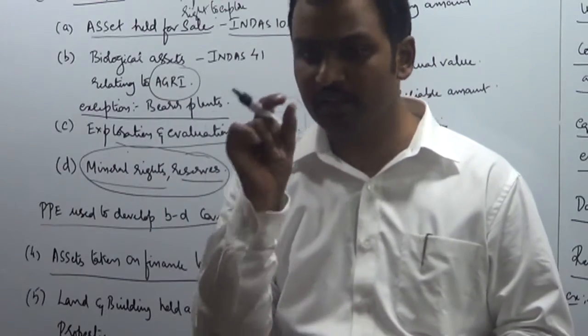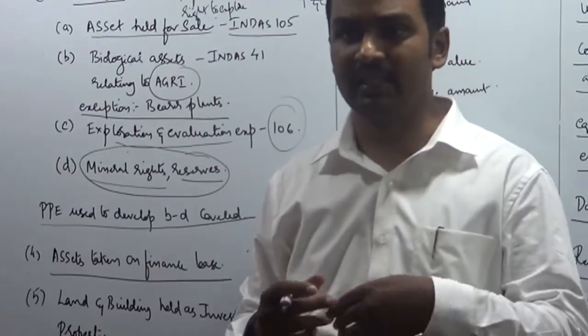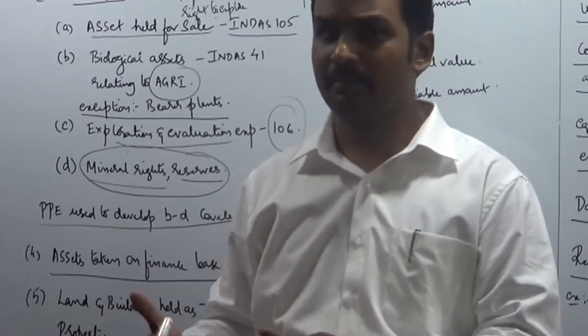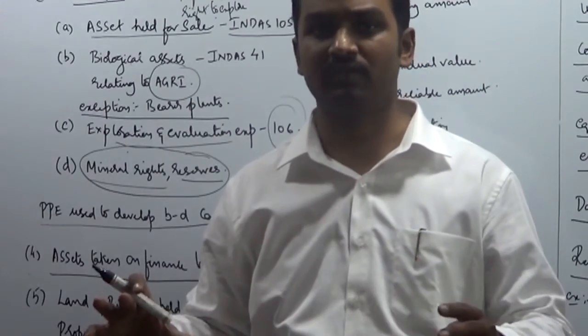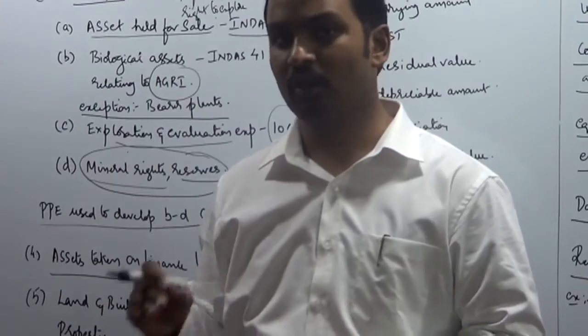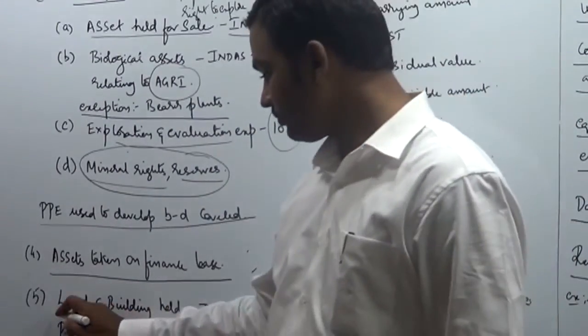So for initial recognition and measurement purposes we would have to refer to Ind AS 17, but the other aspects relating to componentization, repairs and maintenance, depreciation, all those aspects of accounting related to that asset are still covered by Ind AS 16. So there is a limited scoping out.